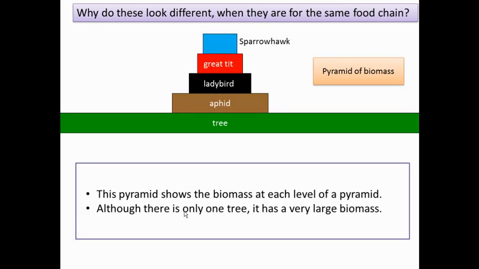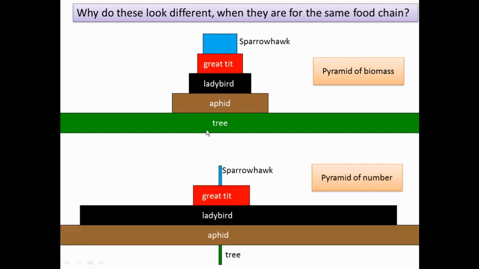So we've then got our pyramid of biomass. So remember, the biomass of our tree from that slide was 30 million grams, okay? So much, much bigger than the biomass of the aphids. So the pyramid shows the biomass at each level of the pyramid. Although there's only one tree, it's got a really, really large biomass, okay?